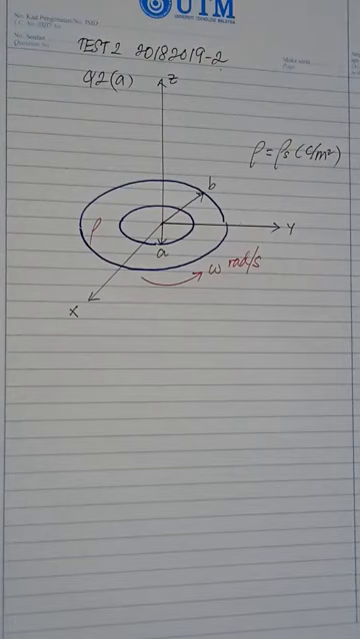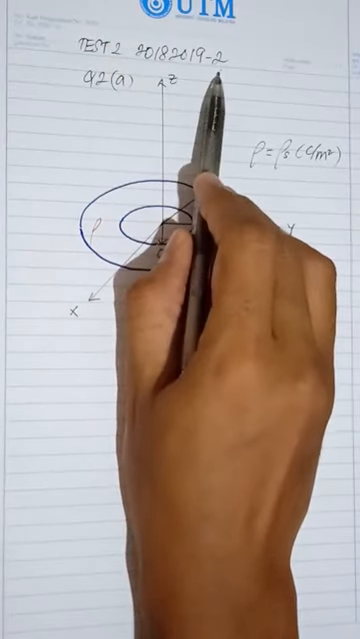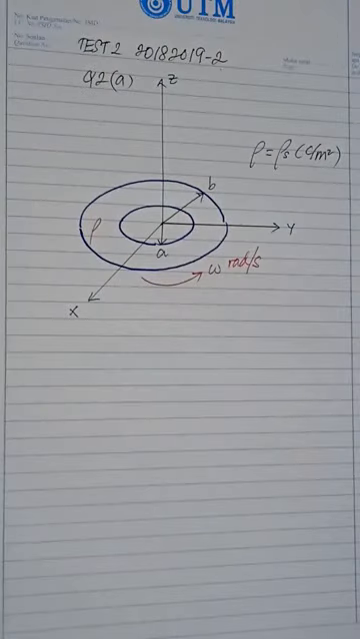Hello everyone. Alright, so now I would like to demonstrate to you the steps on how we can get the expressions of H field due to other structure. For this case, I'm going to use an example or question given for Test 2, 18-19 semester 2, question number 2, part A. So you can refer to that question set.